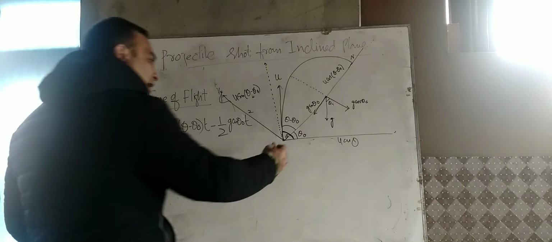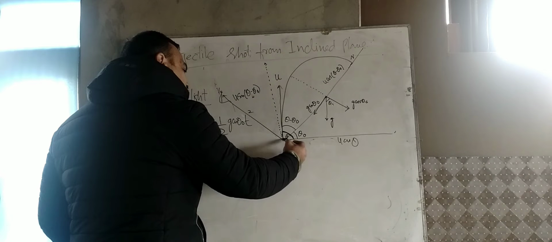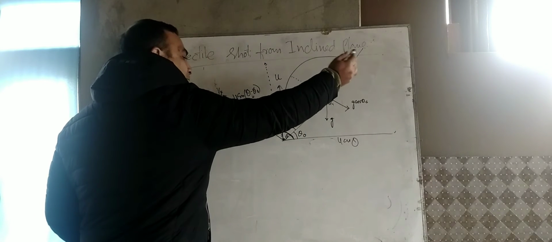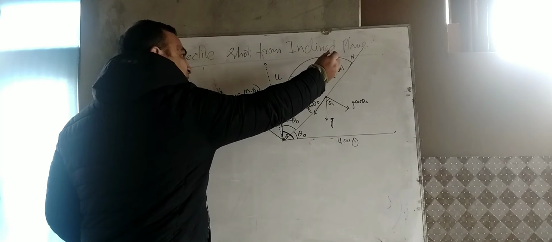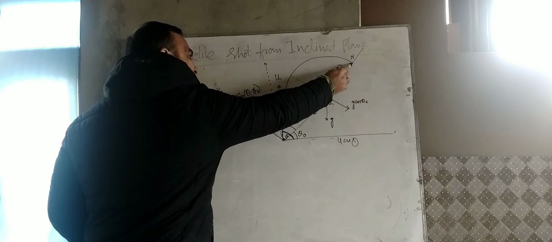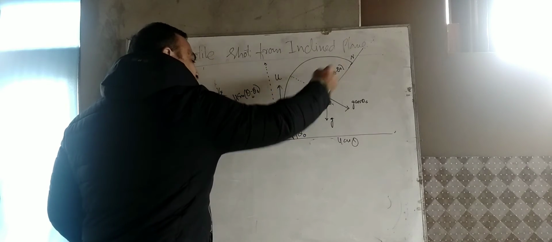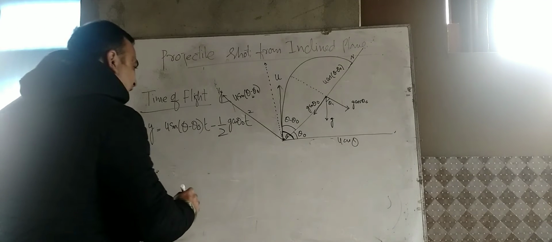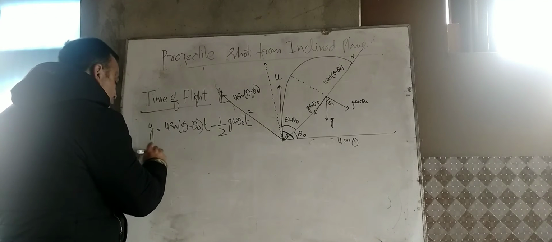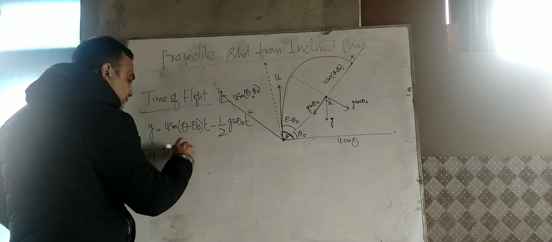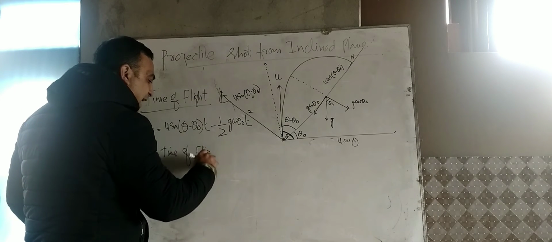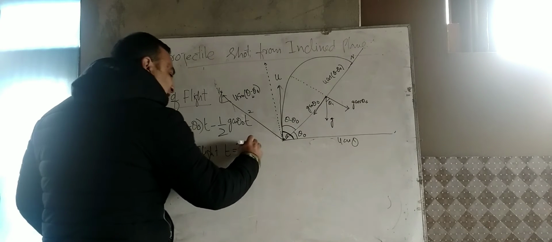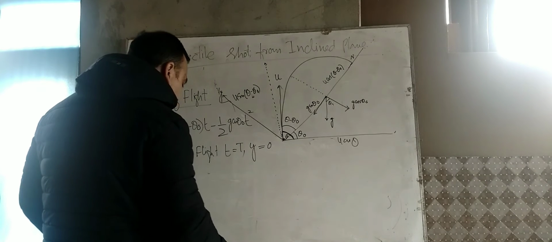Now the things are clear. At this point, the displacement of the projectile with respect to this plane is 0. It will move some distance in air, will hit the plane back. That means the net displacement in this case will be 0. So I will say for time of flight, this small t must be equal to capital T, and the vertical displacement must be equal to 0.